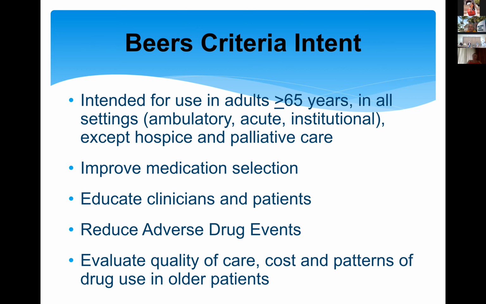These criteria help doctors improve medication selection, and they give good education to both doctors and patients, and also reduce adverse drug events. They've done studies to show that quality of care, cost of care, and patterns of drug use are much better in older people when we use these Beers criteria.